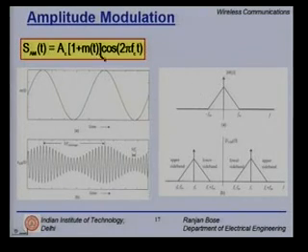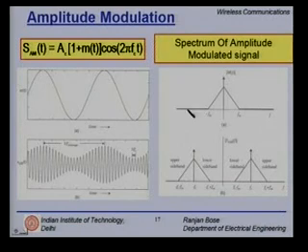Multiplication in the time domain is convolution in the frequency domain, and hence you just convolve the message spectrum with two delta functions representative of the cosine carrier, and you get the message signal at these two locations. Thus, the spectrum of the amplitude modulated signal looks something like this.